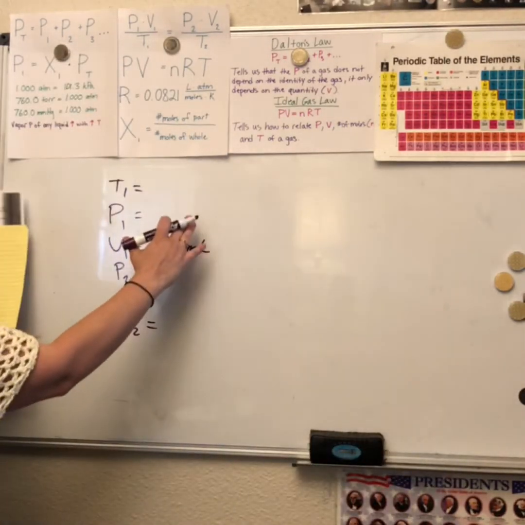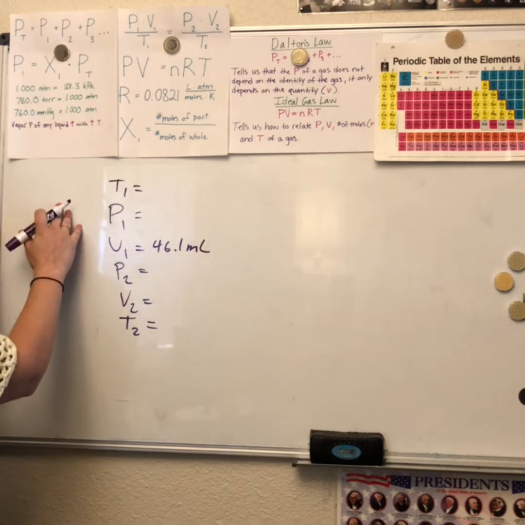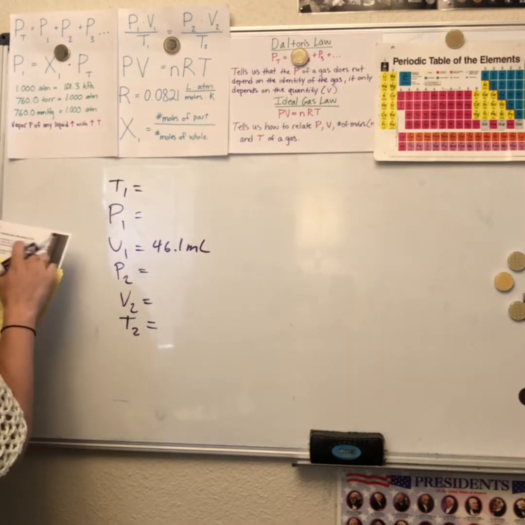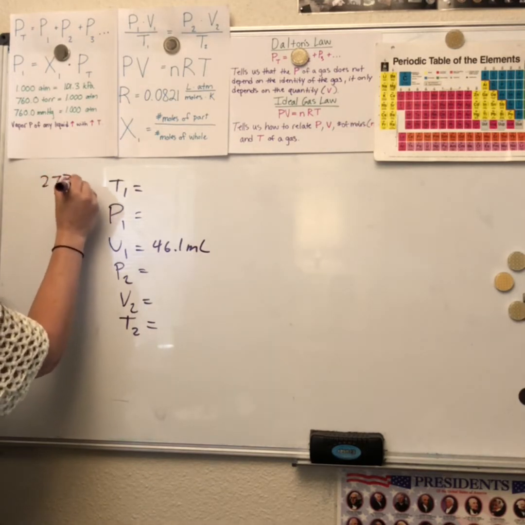So off to the side, I'm always going to do my equations off to the side. They said 25 degrees Celsius, so I'm just going to take 273.15.